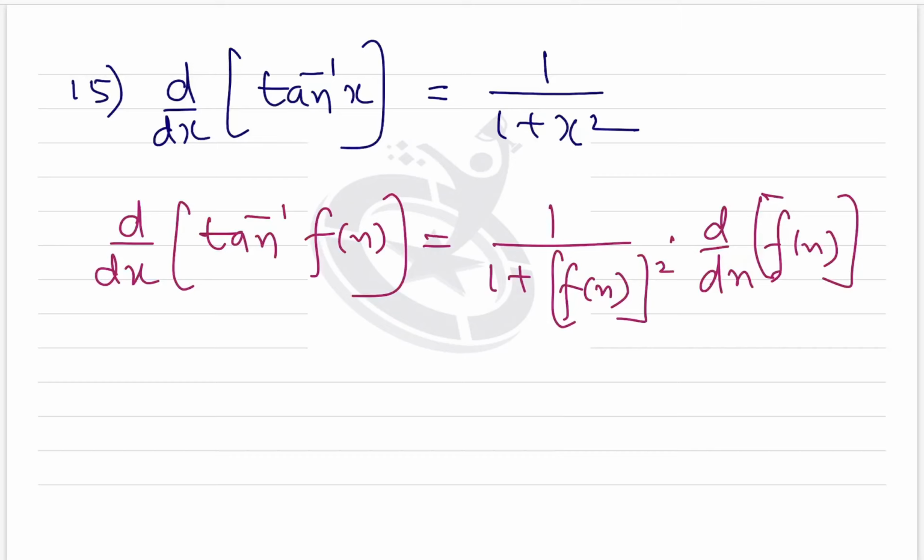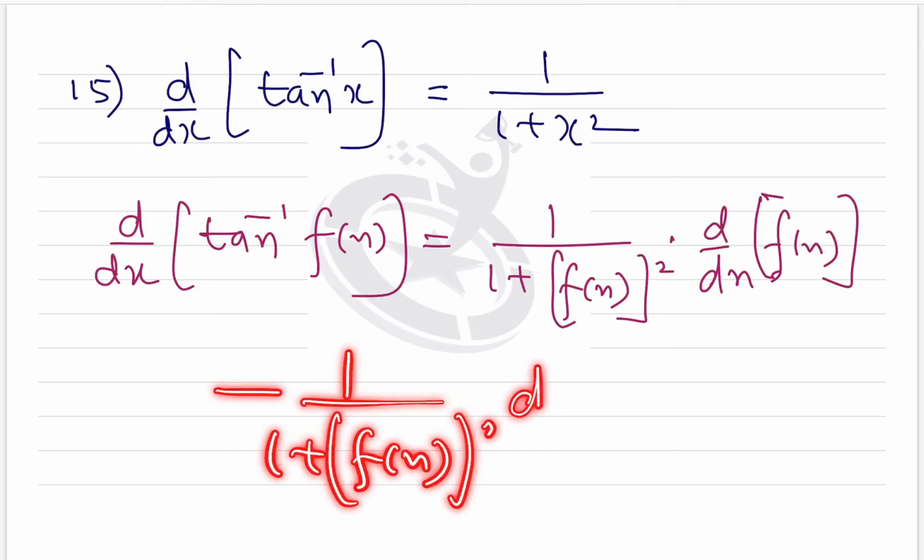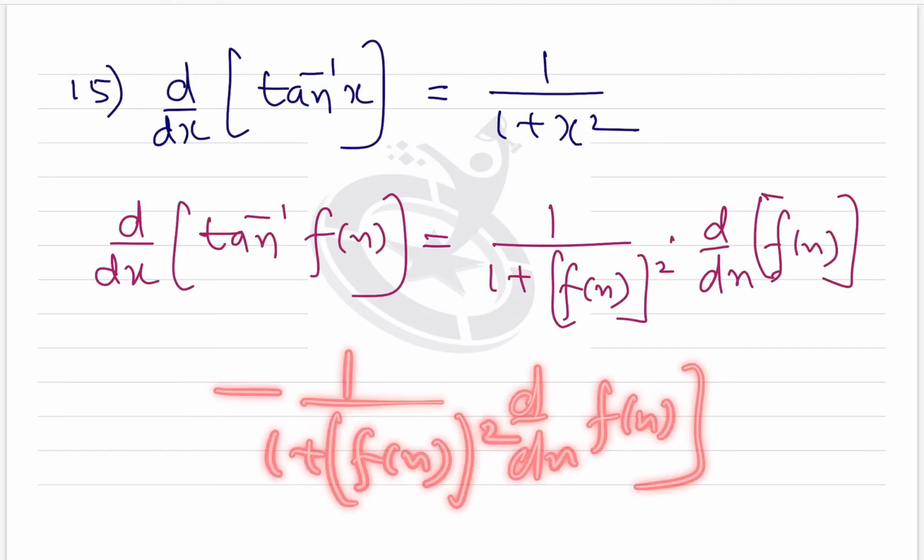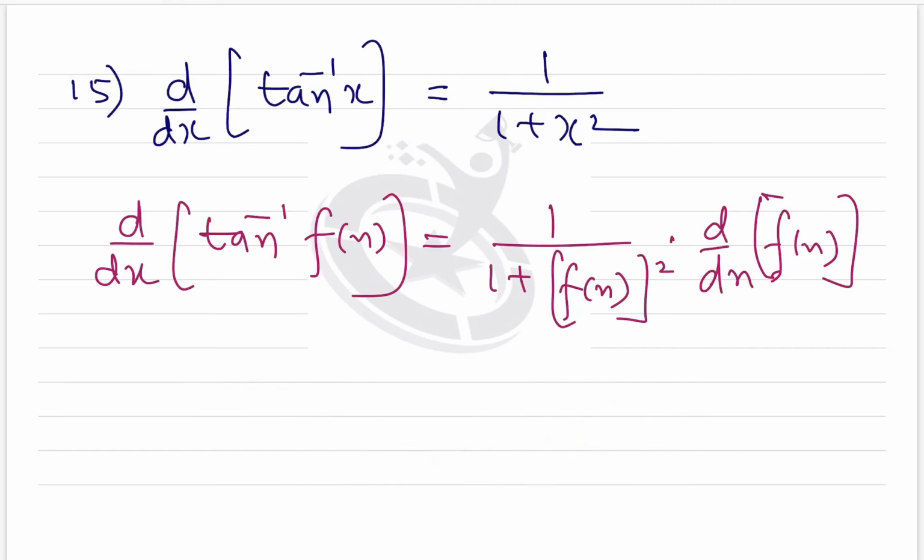Cot inverse will be the negative of this. So derivative of cot inverse x is minus 1 upon 1 plus x square. Derivative of cot inverse f of x will be minus 1 upon 1 plus f of x the whole square. Cot inverse होगा तो minus 1 upon 1 plus f of x the whole square into derivative of f of x. Clear? That's for the cot inverse x. तो orally याद रखो. The next formula was derivative of sec inverse x.